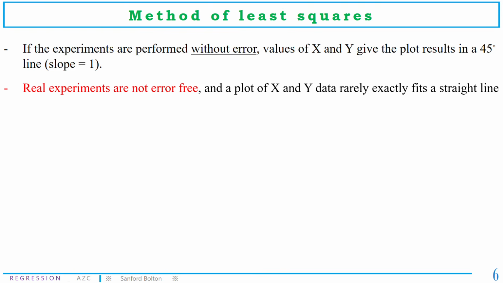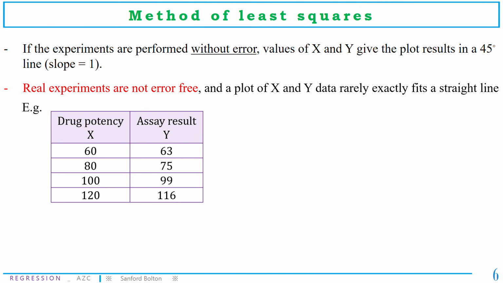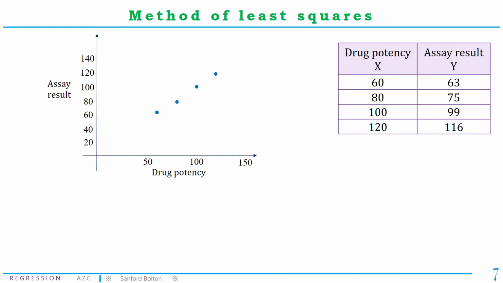However, real experiments are not error-free, and a plot of X and Y data rarely exactly fits a straight line. For example, drug potency and assay result, as given in this table. The plot of these data is given here. Now how can we draw a straight line? Draw a straight line that connects the middle points, or draw a straight line that connects at least 3 points, or draw a straight line that connects every point.